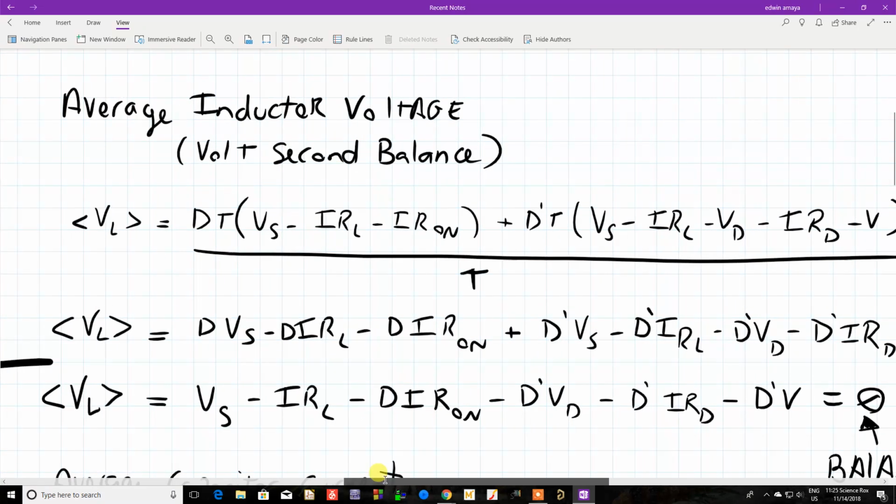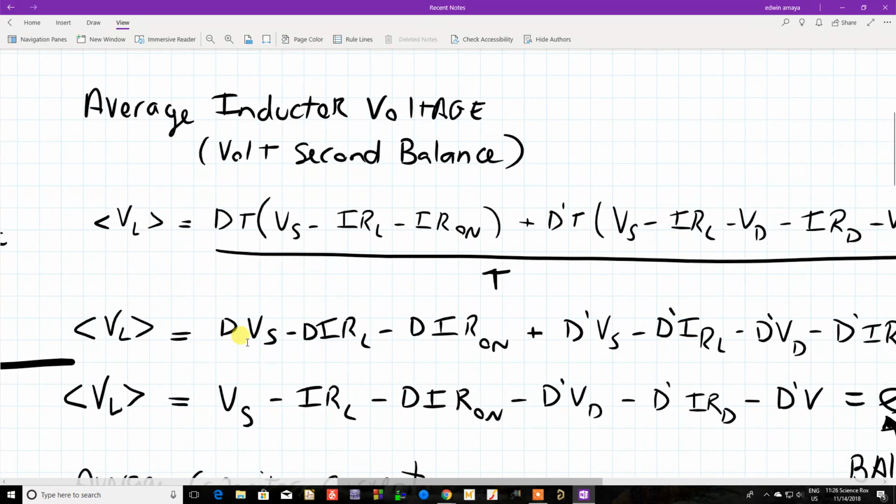So when we combine like terms over here, this D Vs and D prime Vs, those D and D prime are going to be 1, so you just get Vs. And same thing with the IRL, the current times the voltage here that you get when you multiply the current times the resistance of the inductor. The other one over here has D prime, so then you're going to have just IRL.